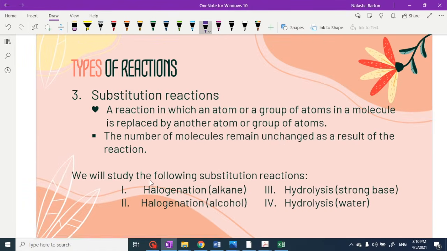Then we have one last type of reaction that we're going to be studying. This is called a substitution reaction. And we say a substitution reaction, by definition, is a reaction in which an atom or a group of atoms in a molecule will be replaced. Okay, to substitute is to replace one thing with another thing. It's replaced by another atom or group of atoms. Okay, so as a result of substitution, the number of molecules is going to remain unchanged because we're just substituting. We're taking one thing and replacing it with something else.